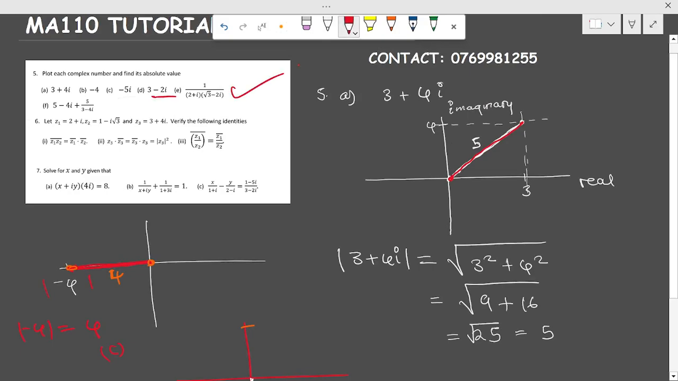For this one, which looks a little bit difficult, what you're supposed to do is rationalize first. Rationalize and write it in its standard form like the rest, in a standard form which looks something like this. Then plot and find the absolute value as well. Right. Let's quickly move on.